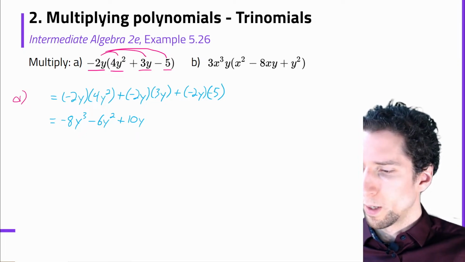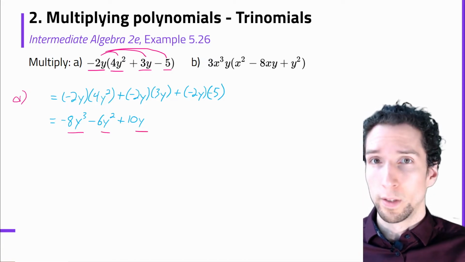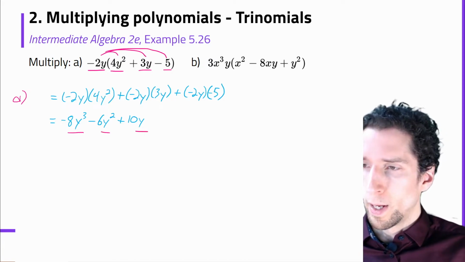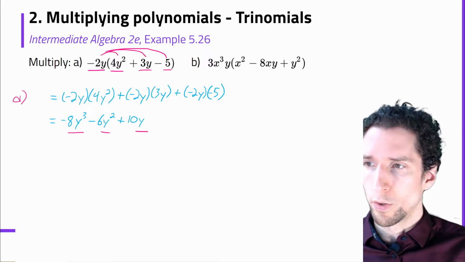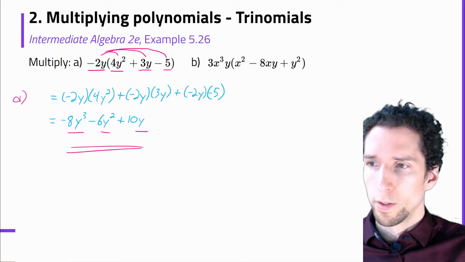And it looks like all of these, y cubed, y squared, and y, are all different terms. So our result is also a trinomial. We can't simplify that any further. So that's it.